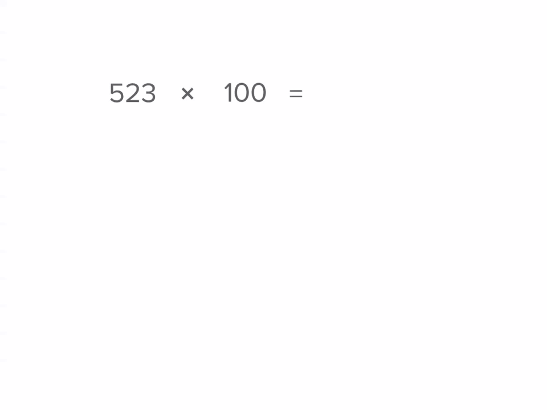Now what about if we don't use a place value table? Because you're not going to do that all the time. 523 multiplied by 100. Multiply means the number gets bigger and we're multiplying by 100. So our number has 2 zeros and that means we'll move 2 places to the left. Or you can think of putting 2 zeros onto the end of the number. So 52,300.